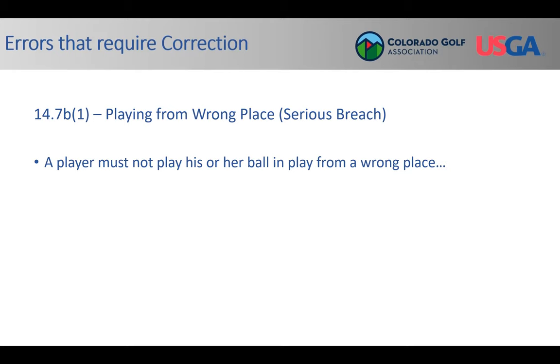In this rule, it's going to tell us we can't play our ball from a wrong place. If we play our ball from a wrong place, we're going to get a general penalty. We're going to get that general penalty whether it was a serious breach or non-serious breach. So either way, this general penalty is going to stand.